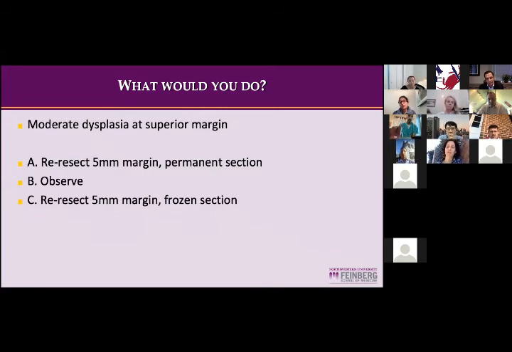Re-resect some small amount and just send it for permanent? Would you say that's not severe and leave it alone, or re-resect and send it for frozen, knowing that you may end up taking even more if it continued to say moderate dysplasia?